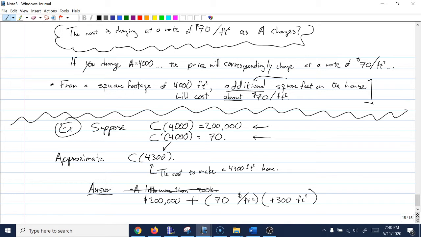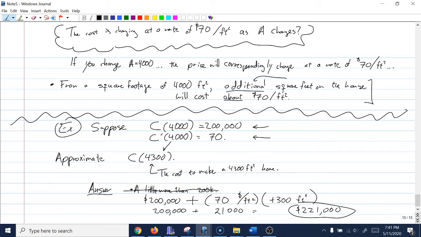How much is 70 times 300? It is 7 times 3 is 21 with 3 zeros after it. So I want 200,000 plus 21,000 makes $221,000. That's our estimate for the price of a 4,300 square foot house.